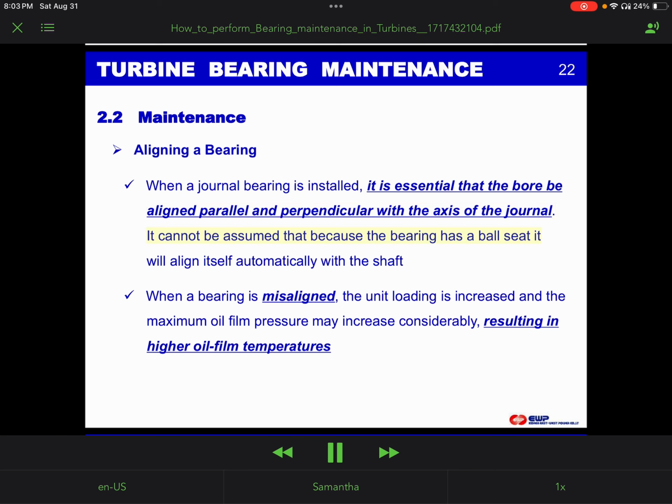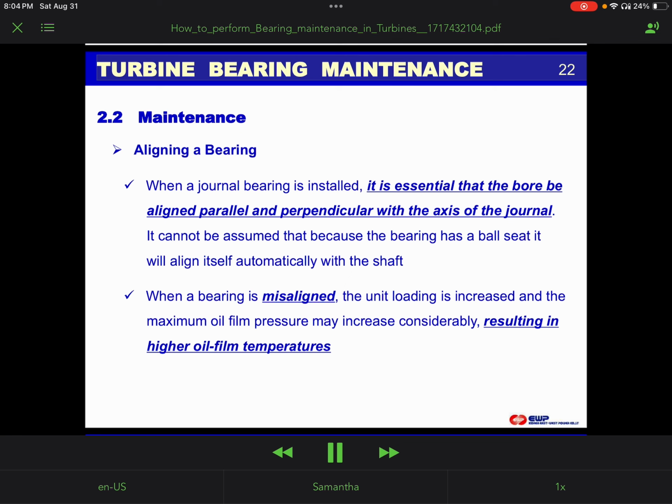It cannot be assumed that because the bearing has a ball seat it will align itself automatically with the shaft. When a bearing is misaligned, the unit loading is increased and the maximum oil film pressure may increase considerably, resulting in higher oil film temperatures.